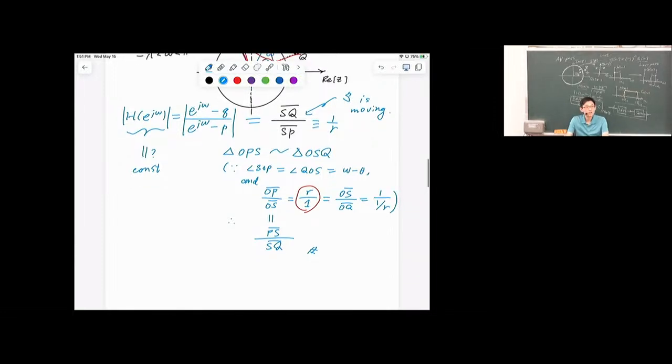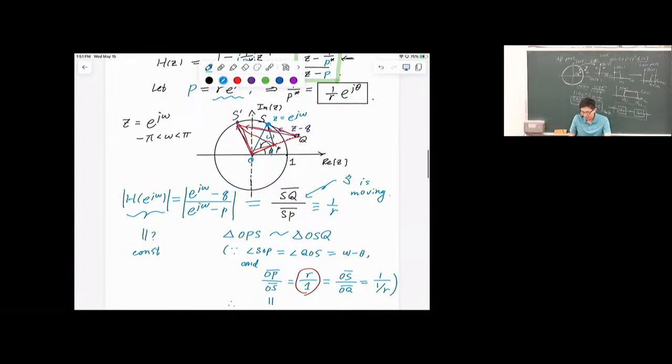Okay, so this is one small trick that I didn't find in the textbook, and I'd like to share with you because it's a pretty nice result. What else? Here we have shown the magnitude response will be a constant in this situation.